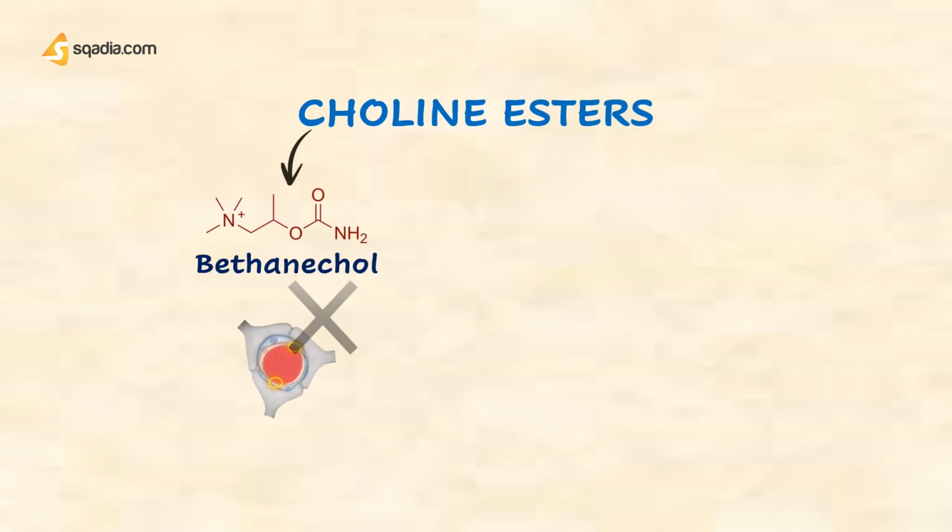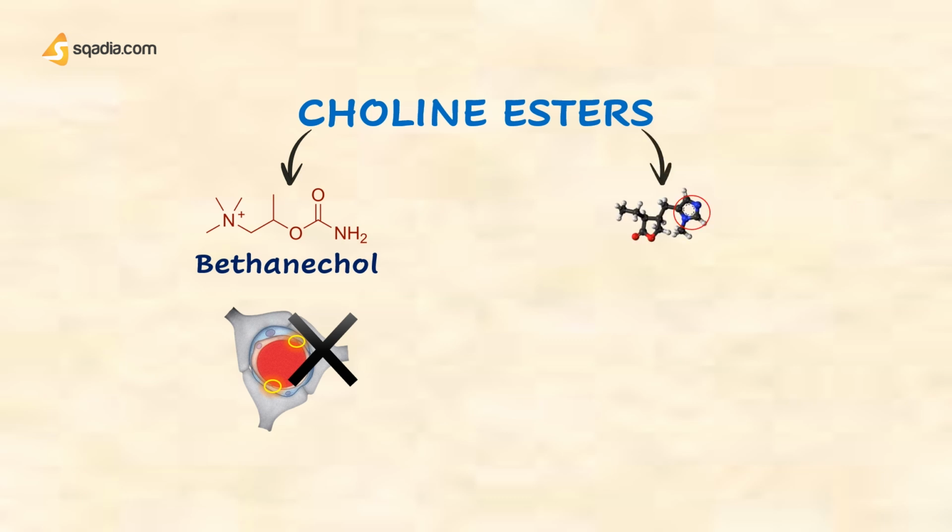Now let's discuss choline esters. Bethanechol is a quaternary compound that does not penetrate the blood-brain barrier. Its actions are much more prolonged than those of acetylcholine because it is not hydrolyzed by cholinesterase.